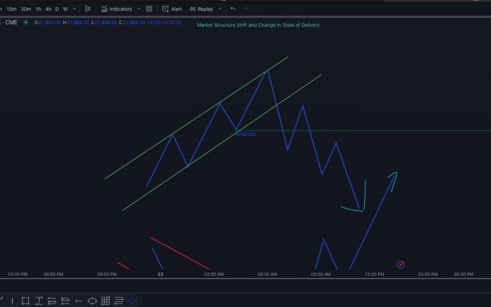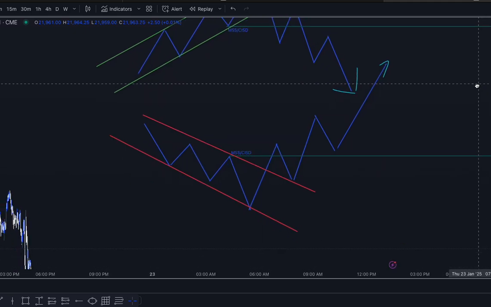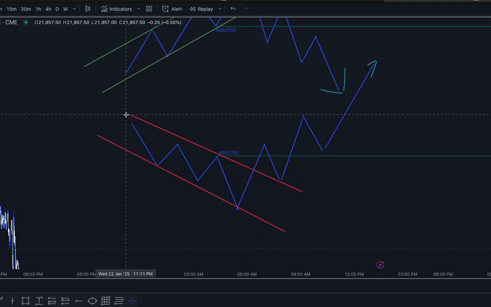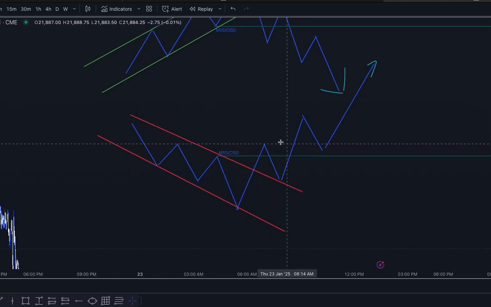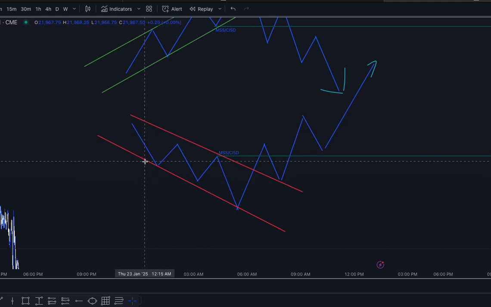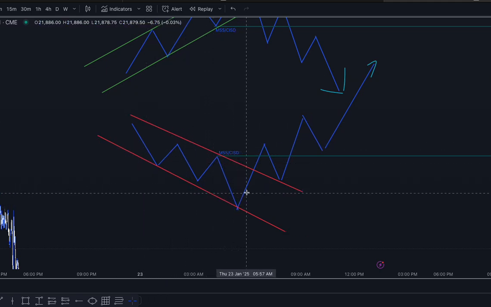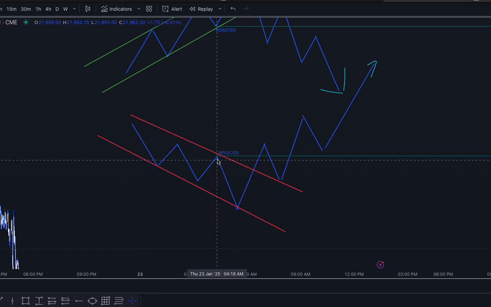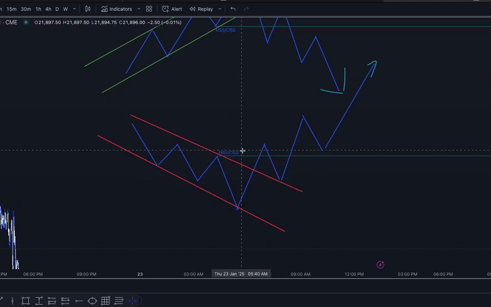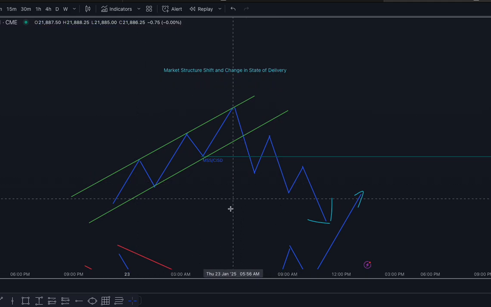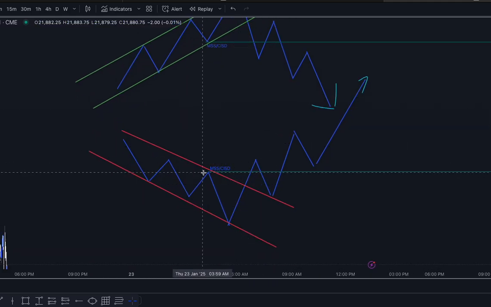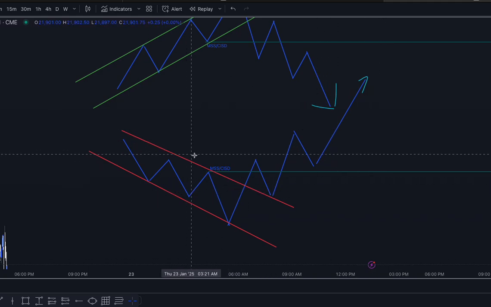The same is true for a bullish scenario. If you have a downtrend, how do we turn bullish? Well, lower low, lower low, lower low, lower high, lower high, lower high. As soon as we get this candle close above this lower high, that is a market structure shift or a change in state of delivery right here. From there you want to see us push higher out of that trend.